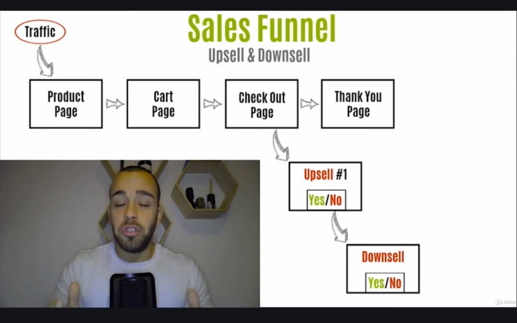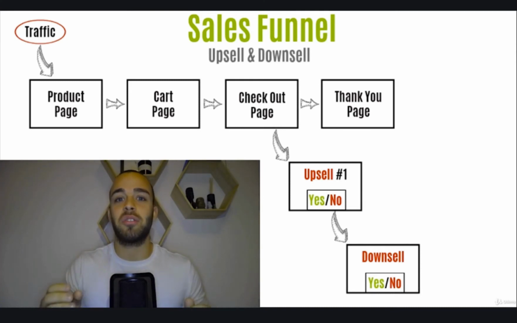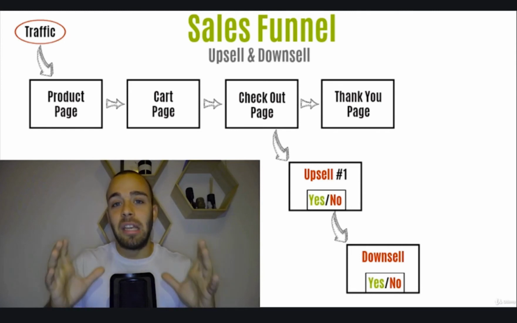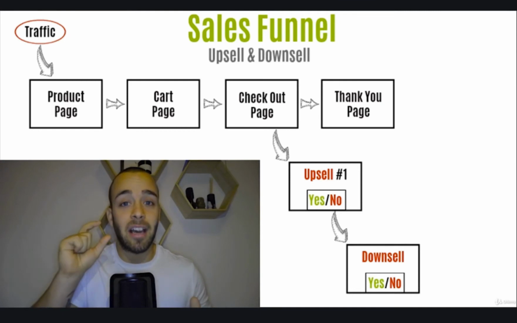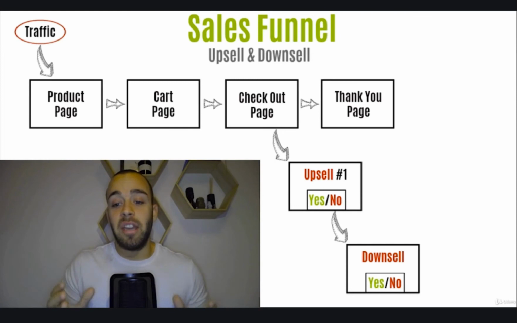But here you do want to make sure that you're making profit, that you're making money from this. You don't just want to throw out another product just because it's cool to sell another product. No, you don't want to do that. You want to make sure that you're making money from this downsell. The downsell is basically taking the upsell and putting a discount on it. Here they can say yes or no.